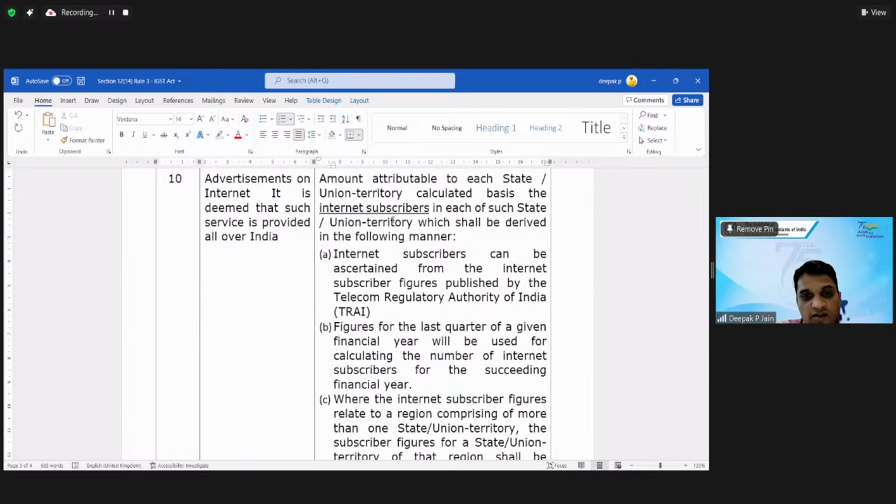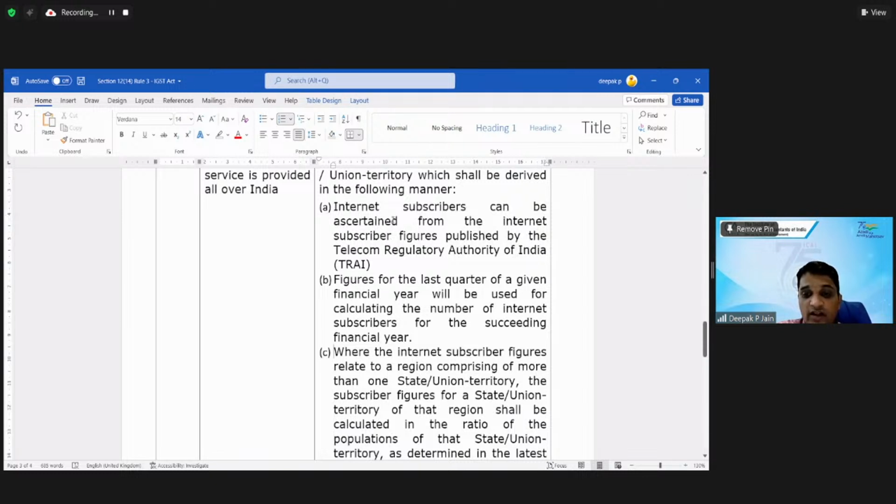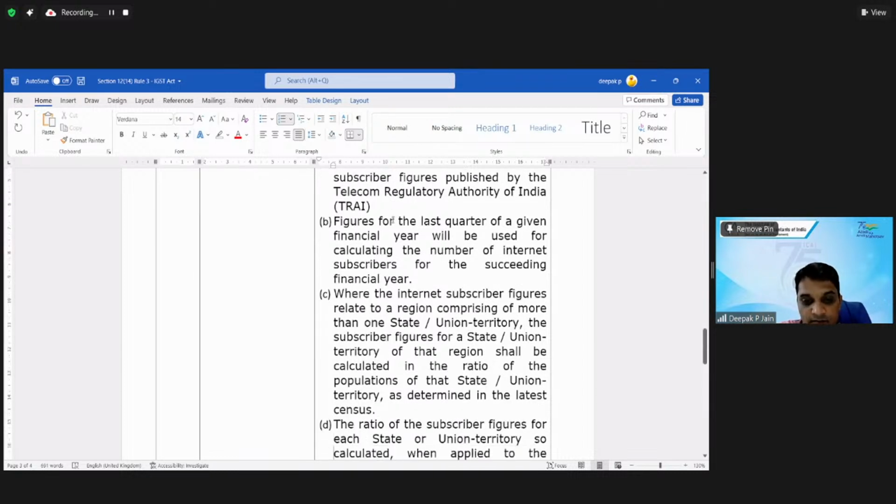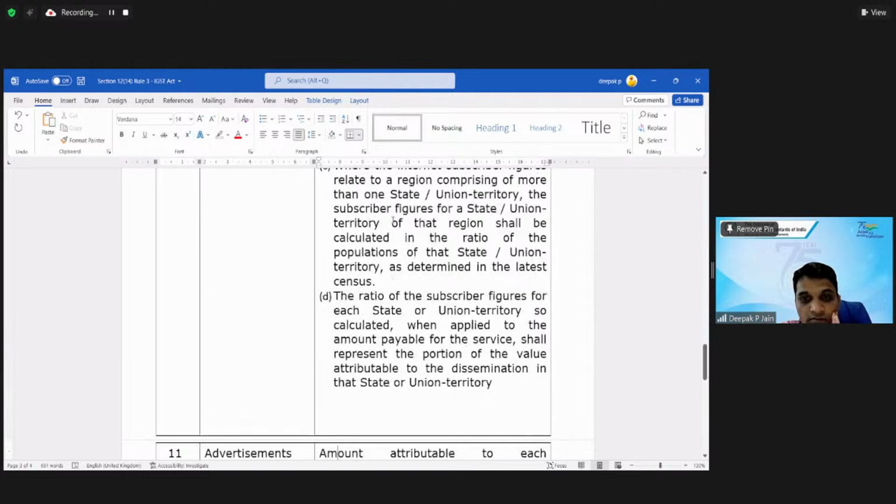Figures for the last quarter, same as TV advertisement, we have seen figures of the last quarter of the given financial year, which we use for calculating the number of internet subscribers, where the internet subscribers relate to a region comprising more than one state or union territory. Then the subscriber figures for a state or UT of that region shall be calculated on the ratio of population, where the internet subscriber figures are consolidated for the whole of India. Then you have to go with the ratio of the population. How is the population calculated? Again, by the latest census. Clear with this? Same as TV advertisement.